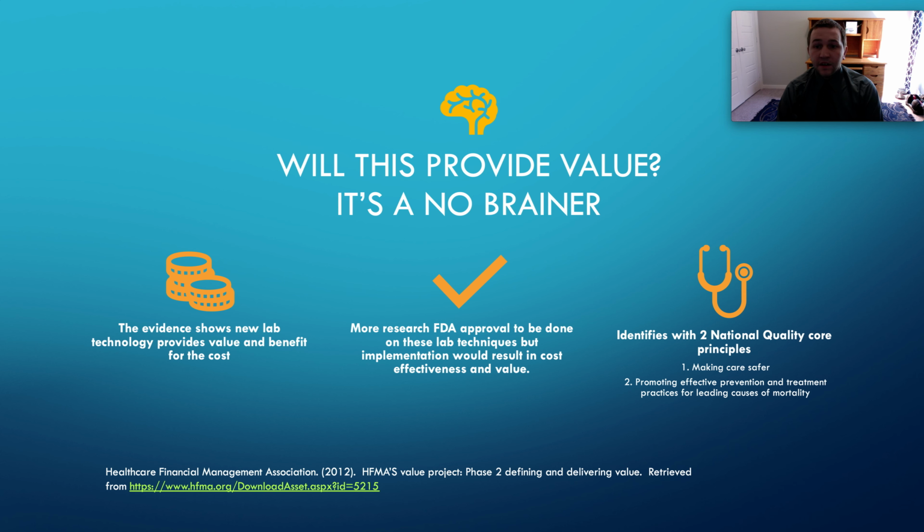And this also is going to help with the 2 national quality core principles that the Healthcare Financial Management Association posted. That is going to make our care for our patients safer by being able to match the bug to the drug sooner, and we're promoting effective prevention and treatment practices for the leading cause of mortality. Sepsis is one of the leading causes of mortality in the US. So if I can identify and get these septic joints treated sooner, we're going to decrease mortality just there. But as a healthcare system as a whole, sepsis is a huge issue, and this will help that as well.